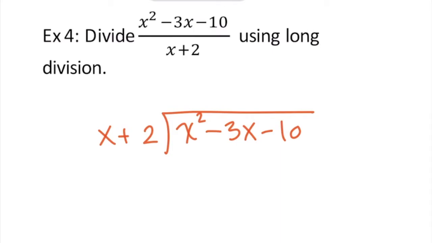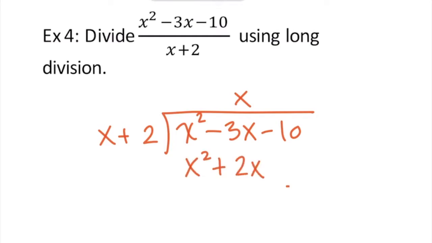I try to keep my numbers lined up, so my x to the first terms I try to keep in the same column. And if I had an x squared term, I try to keep it in the same column. And then I've got a constant column. So I try to just keep myself organized so I don't get lost in the process. All right, so now, just like with numerical long division, we're going to multiply x times the quantity x plus 2. So we're going to do x times x to get x squared, and x times 2 to get 2x.